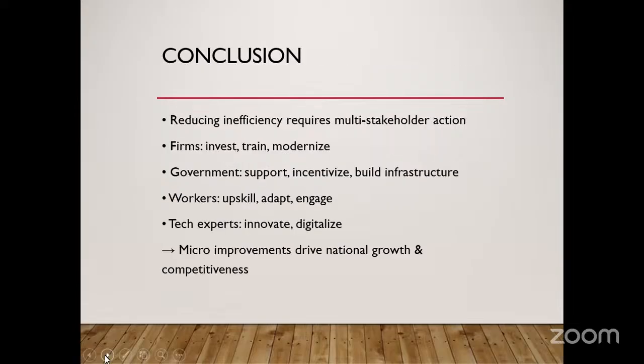So the overall conclusion is that reducing inefficiencies requires multi-stakeholder action: firms, workers, government, and industry experts. Firms invest, train, modernize. Government supports incentives and builds infrastructure. Workers upskill, adapt, and engage. And tech experts innovate and automate. So that's our presentation. Thank you very much.